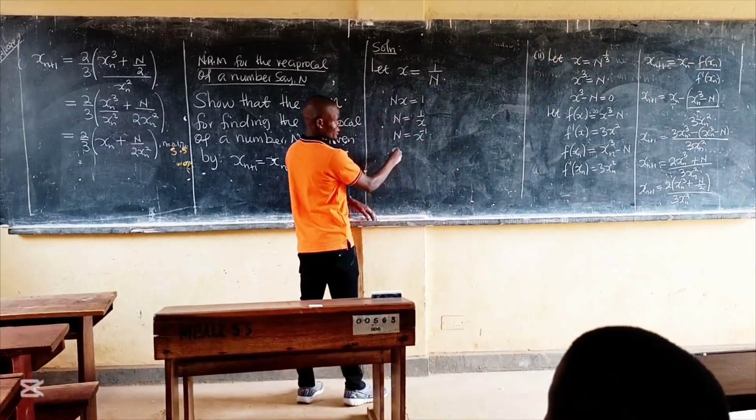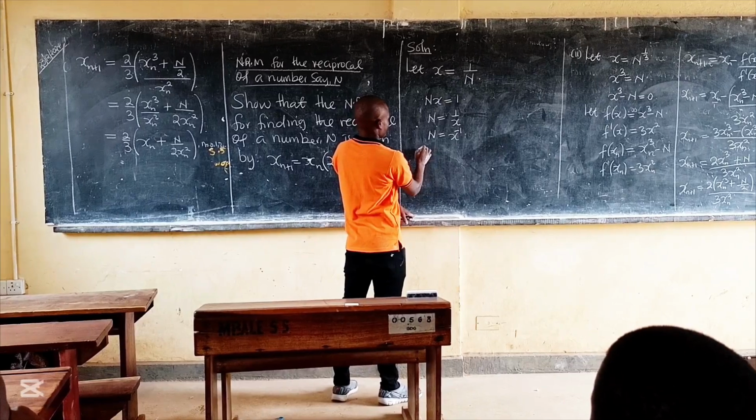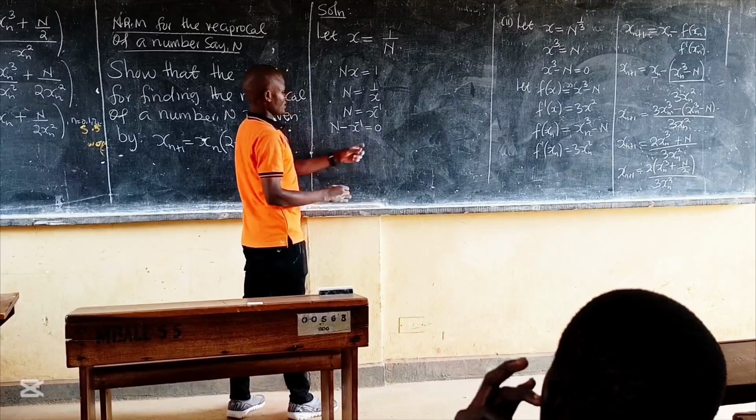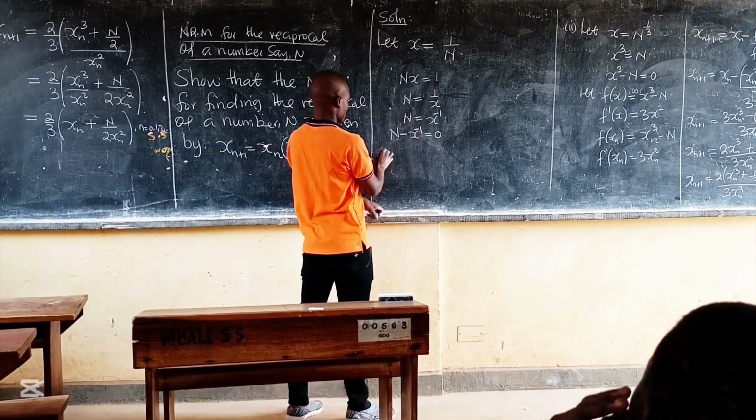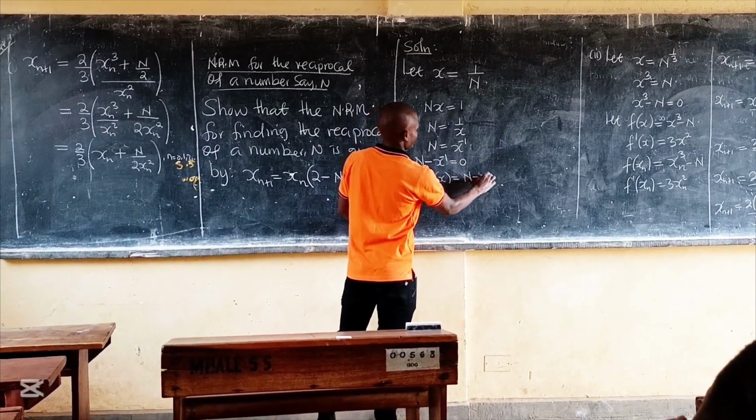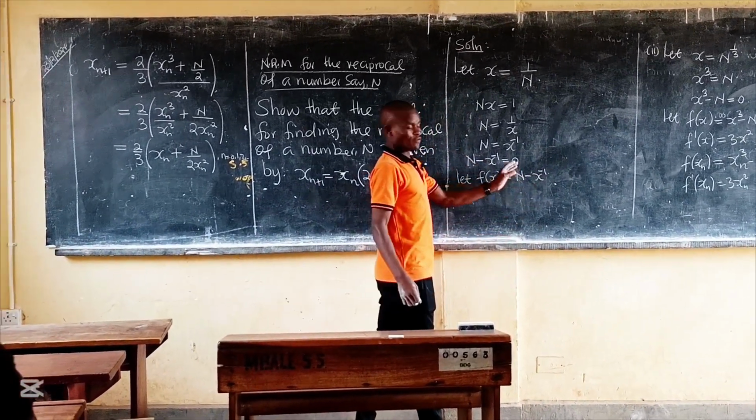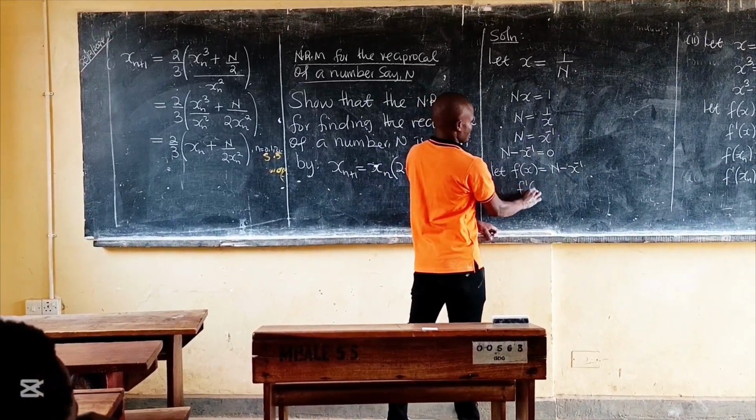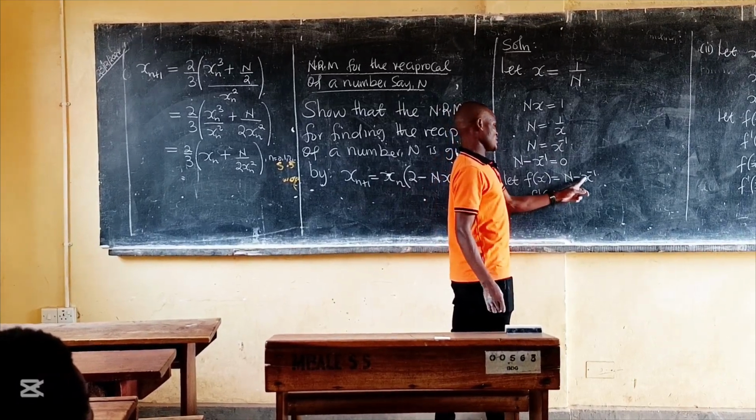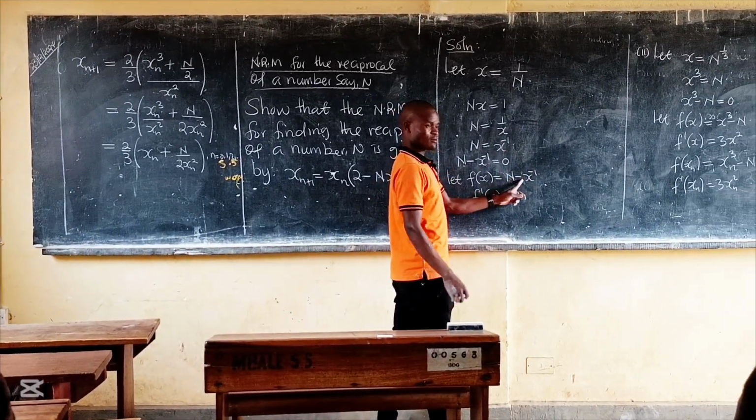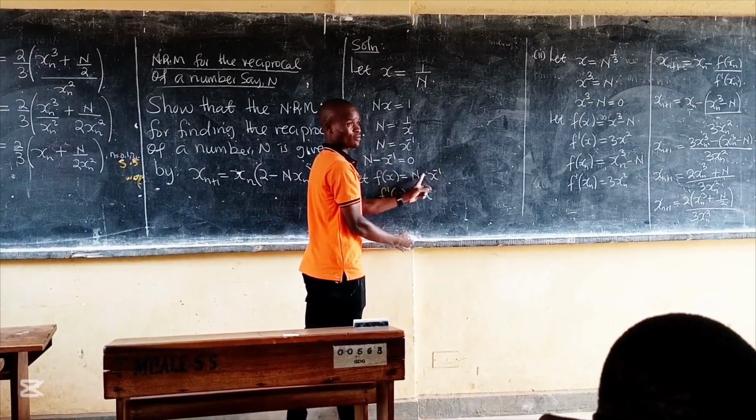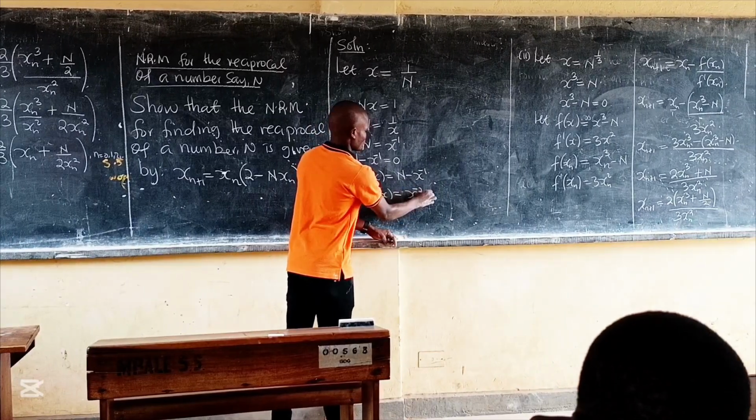Now we can have the function look like this: maybe n minus x to power negative 1 equals 0. This one is a better function for us to deal with, so we say let f of x be equal to n minus x to power negative 1. From this we can now differentiate. When I differentiate n, I get 0. When I differentiate x to power negative 1, I drop negative 1 here, that will make this positive, and after dropping I reduce the power by 1, which will be negative 2.